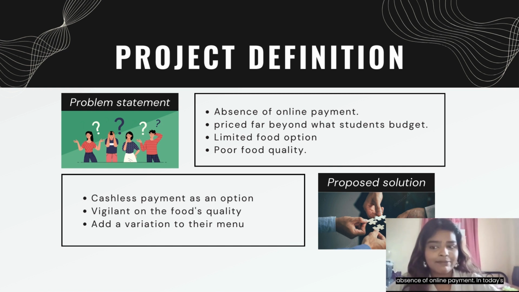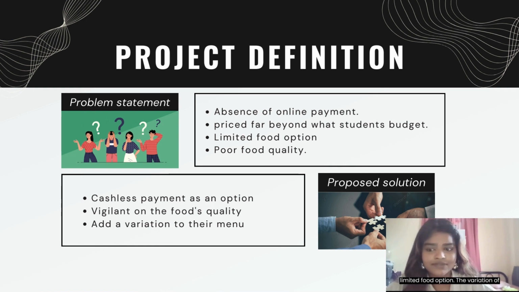Firstly, absence of online payment. In today's world, many things are going online. This includes the ability to pay online, which the kiosk does not provide. This produces a problem for students who practice a cashless lifestyle or have insufficient cash with them. Next is prices far beyond what students can budget. Pricing for every item sold should be within student budget. However, some of the items that are sold at kiosks could be found cheaper outside the campus.